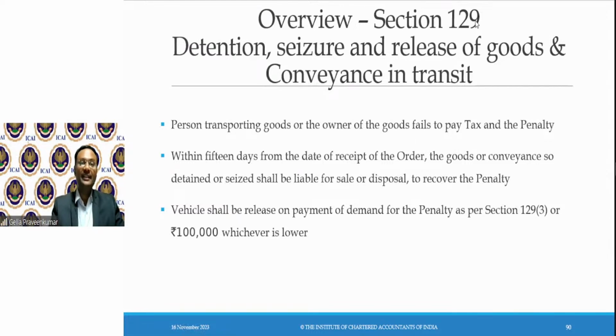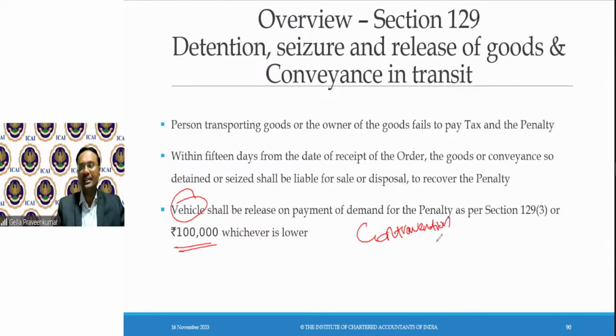Now, I was giving an example: the vehicle will be detained. For releasing the vehicle, the penalty imposed is rupees 1 lakh. So whenever there is a contravention along with the goods, when the owner doesn't come forward, the vehicle will be released on payment of a penalty of rupees 1 lakh, which is a very, very severe provision wherever there is a contravention under section 129.